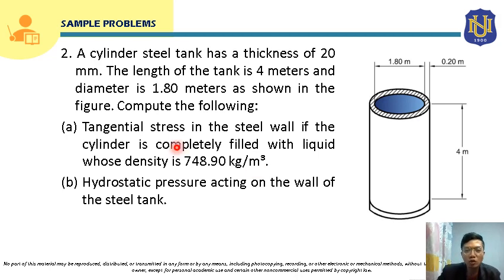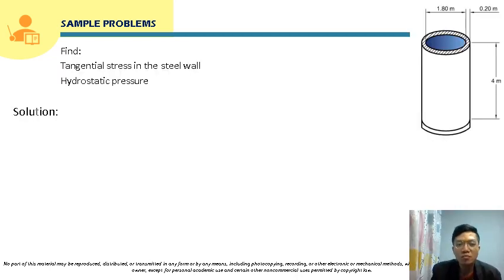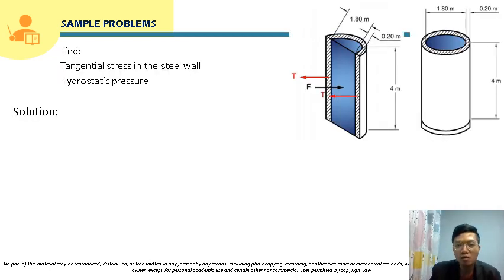Okay, so we are going to solve for the tangential stress and the pressure. Let's solve this problem. For the tangential stress, we are going to cut the cylinder this way. So this will be the free body diagram of the cut segment.